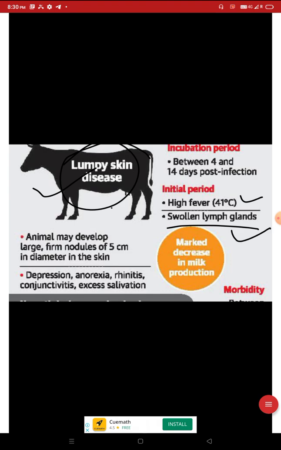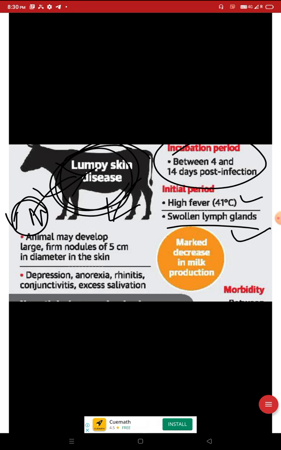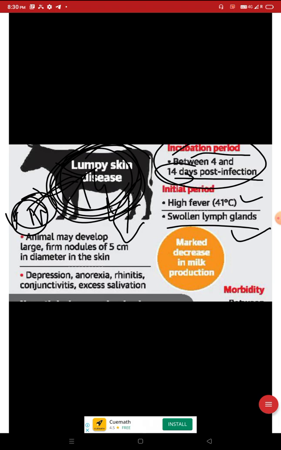Incubation period means when the virus infects the animal, and the symptoms are shown after a few days. The time taken by the animal to show the symptoms after infection is called the incubation period. The animal is infected, and after 14 days it is showing the symptoms. So 14 days post infection is the incubation period.